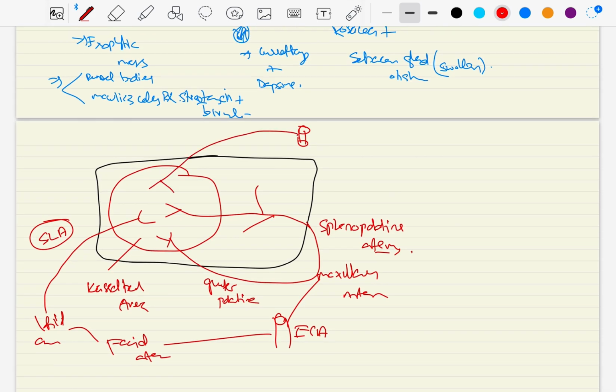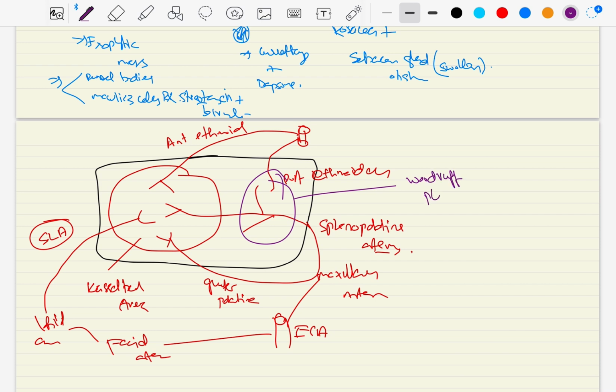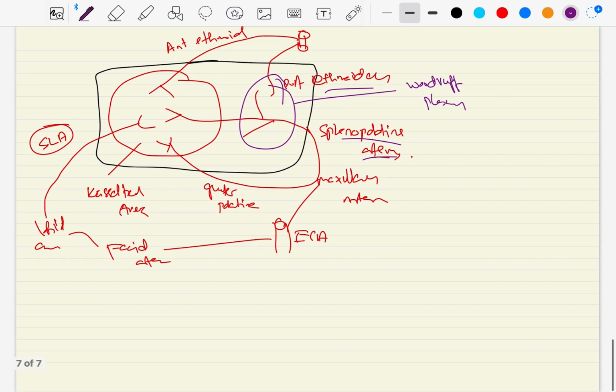Then the internal carotid artery gives two branches: the anterior ethmoidal and the posterior ethmoidal. Here you can see this is known as Woodruff's plexus, supplied by the sphenopalatine and the posterior ethmoidal artery.